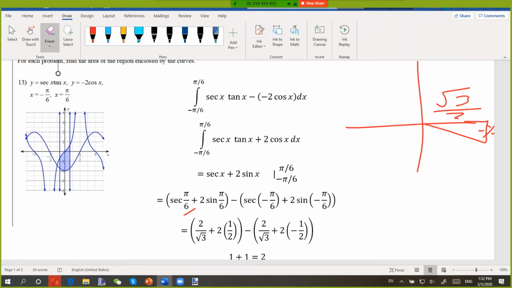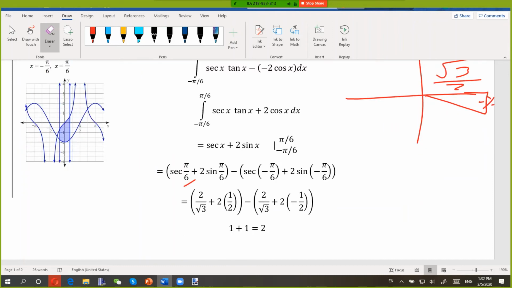Okay, and now we can add across. So I've got 2 over root 3 minus 2 over root 3, which will cancel. And then 2 times 1/2 is 1, minus negative 2 times 1/2, so 1 plus 1, or 2, for my total area. Any questions on this one?